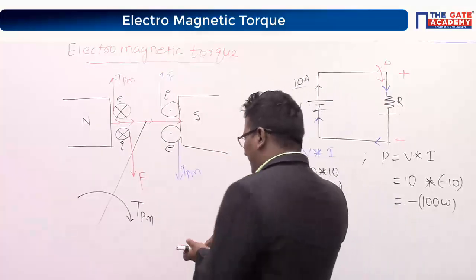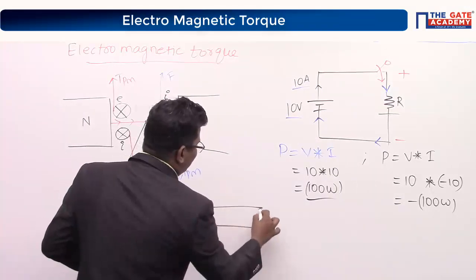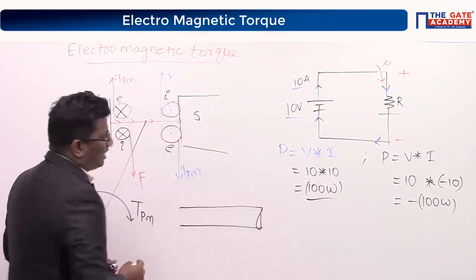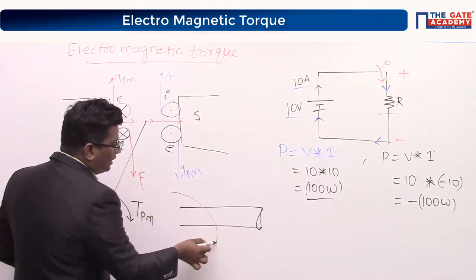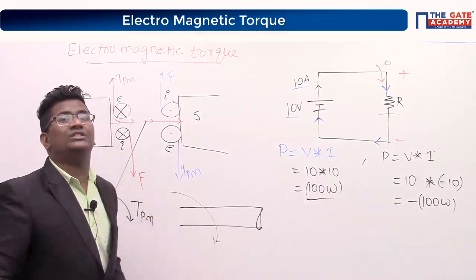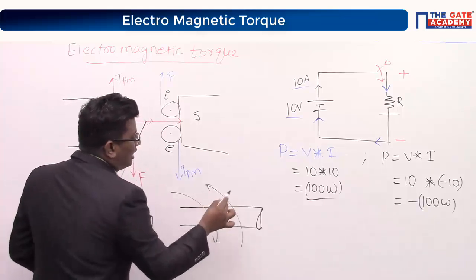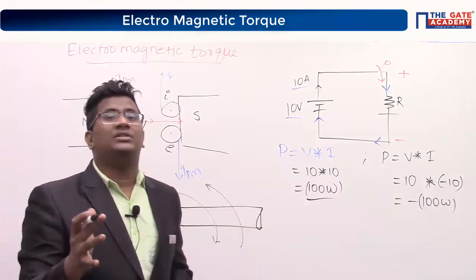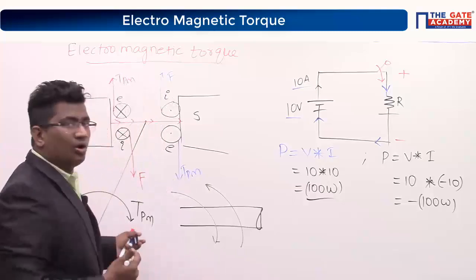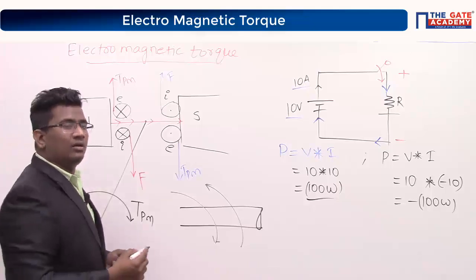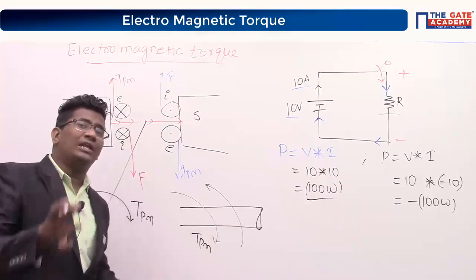Simply, I can show it like this also. This is my rotor shaft. Who is supporting the rotation? I want to know who is the supporting person for rotating the conductor. The prime mover torque. Who is opposing the rotation?